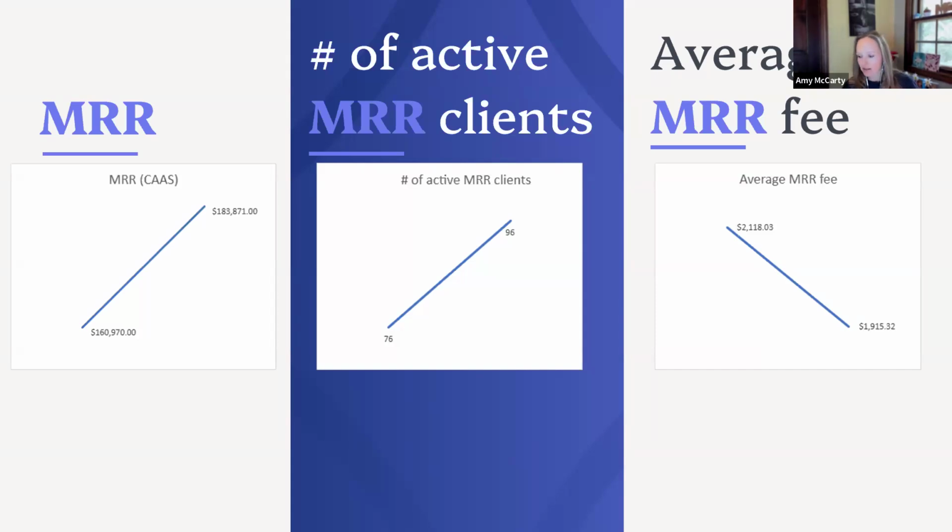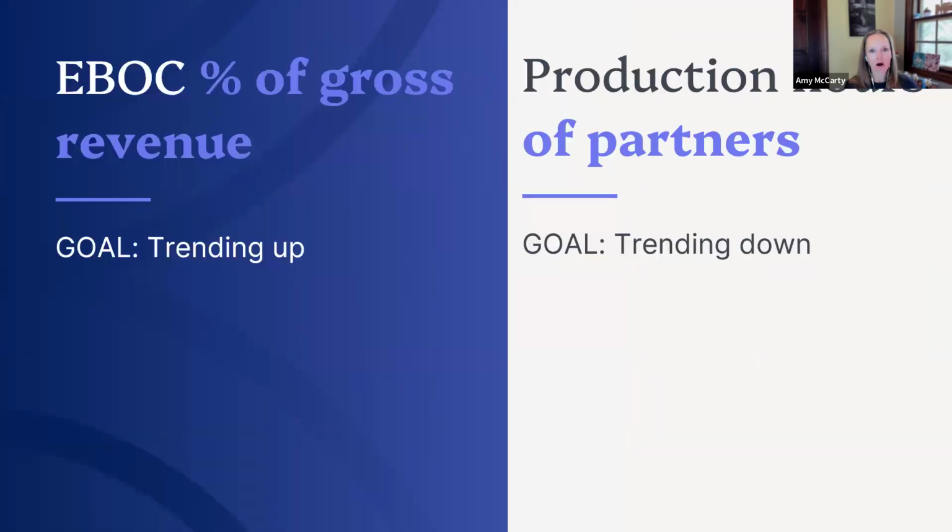Okay, let's continue on. Ben, you want me to pause for the next polling question? Let's do this slide, Amy, and then we'll do a poll. Okay, perfect. All right, so EBOC, percentage of gross revenue.